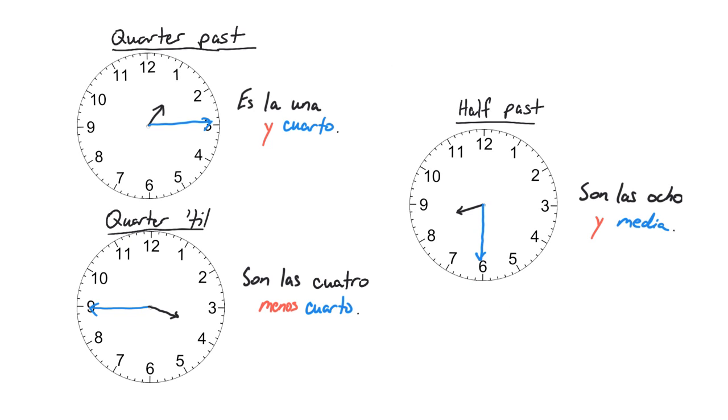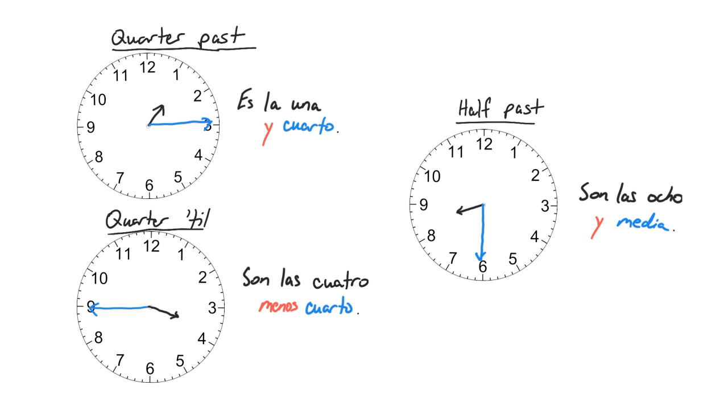Now let's talk about quarter past, half past, and quarter till. The word cuarto in blue at the top means quarter. Es la 1:15. All right, it is quarter after 1. The clock underneath it, son las 4 menos cuarto. It is 4 minus a quarter. That would sound strange in English. What we would really say in English is it's 3:45.